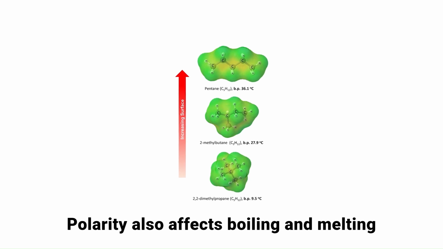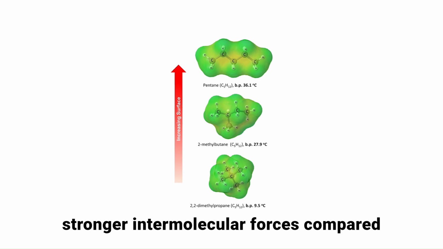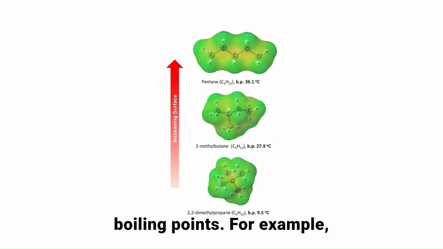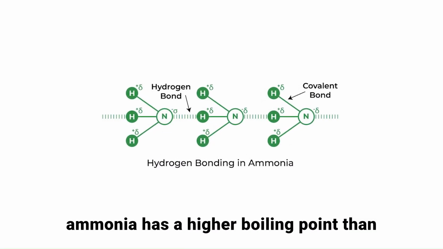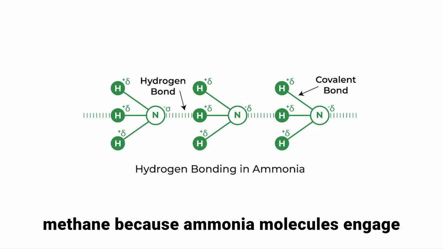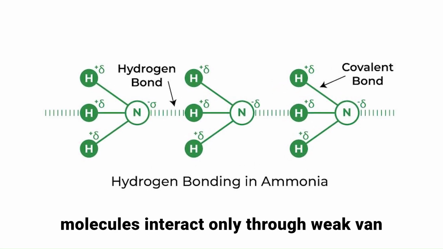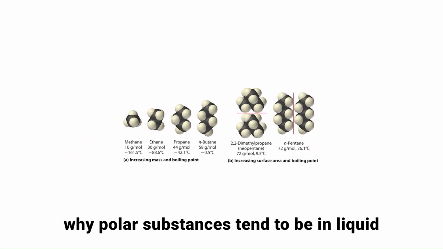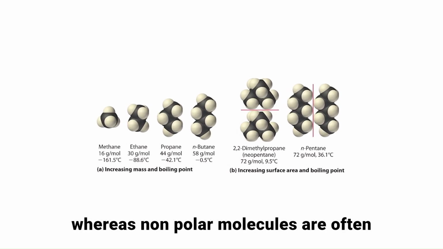Polarity also affects boiling and melting points. Polar molecules experience stronger intermolecular forces compared to nonpolar molecules, leading to higher boiling points. For example, ammonia has a higher boiling point than methane because ammonia molecules engage in hydrogen bonding, while methane molecules interact only through weak van der Waals forces. This explains why polar substances tend to be in liquid or solid form at room temperature, whereas nonpolar molecules are often gases.